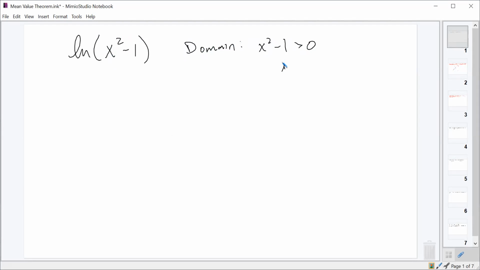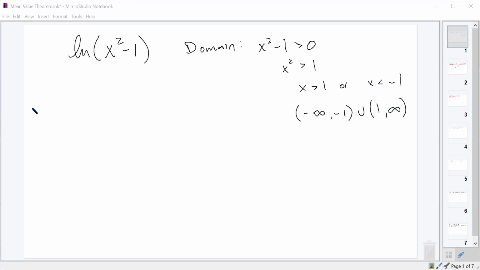So in other words, x squared is greater than 1. If x squared is greater than 1, that means that x is greater than 1, or x is less than negative 1. So effectively, we've got a domain of negative infinity to negative 1 union 1 to infinity. We've got just a big gap in our graph between negative 1 and 1. Everybody okay with that? Yes. Okay.